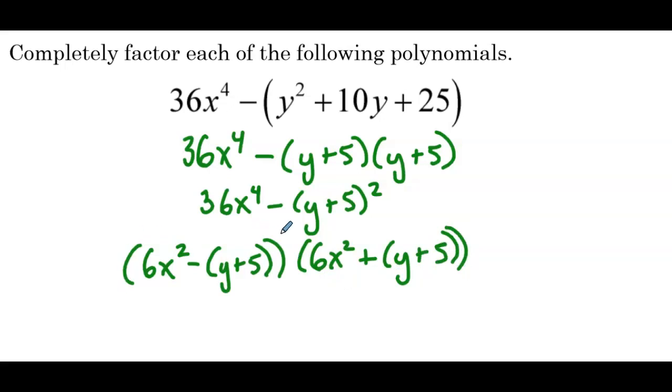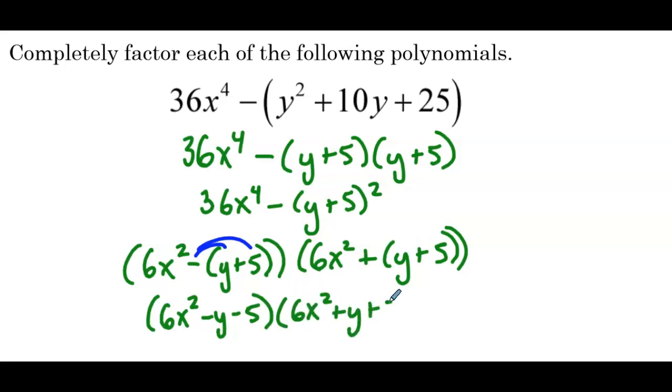I could have used brackets as the outer parentheses here. And now we can simplify if we want, just to make the factors look simpler. So we would distribute the negative 1. So we'd have 6x squared minus y minus 5. And here, because this is plus 1, we can just drop the parentheses. So 6x squared plus y plus 5.